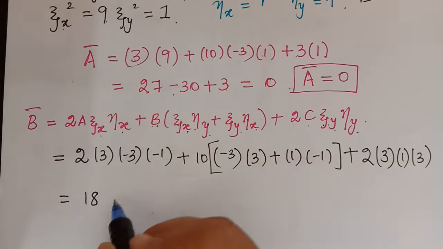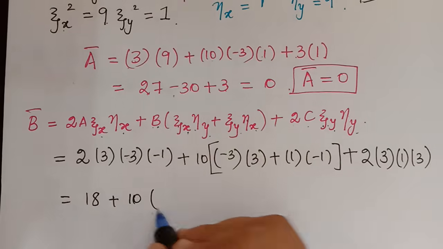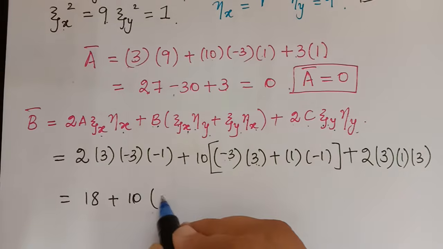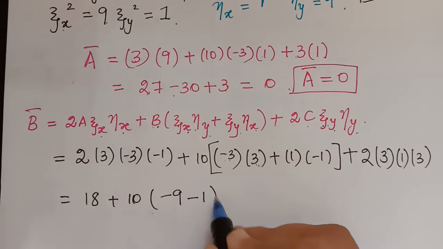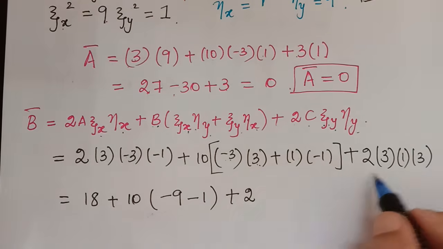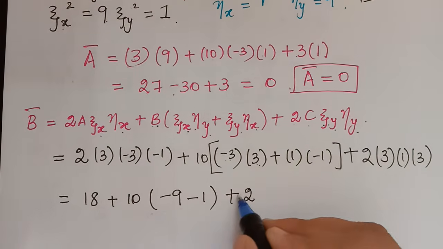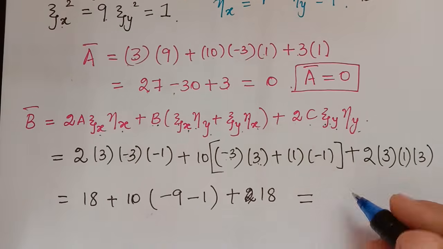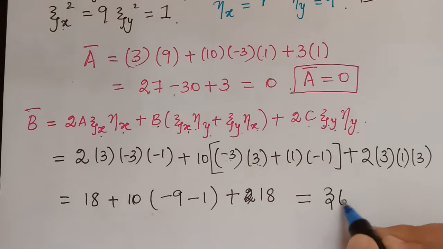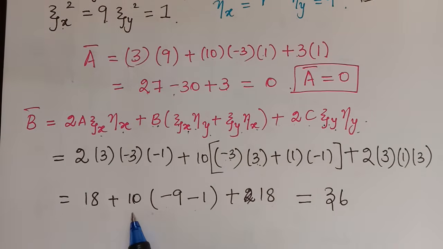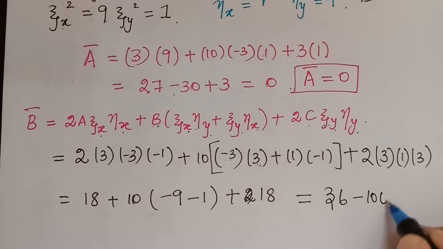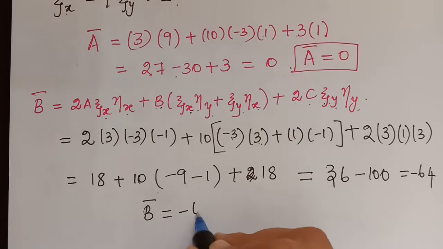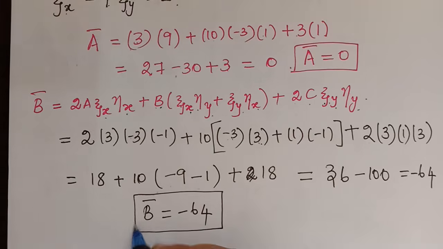And then here plus 10 multiplied with, now here we have minus 3 multiplied with 3, which becomes minus 9. And then minus 1. And then 2 multiplied with 6, 3 6 times is 18. So this is 18. Further we simplify and this 18 plus 18 will give us 36. And minus 10 multiplied with 10 will give us minus 100. So this is equal to minus 64. So the value of B bar is equal to minus 64. So we have evaluated the value of B bar.